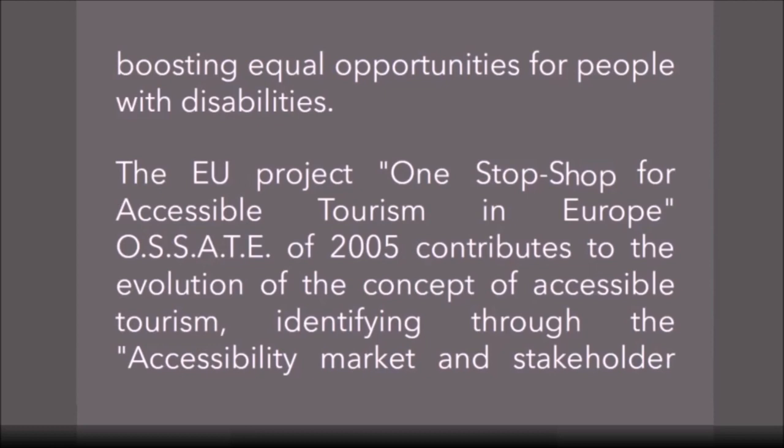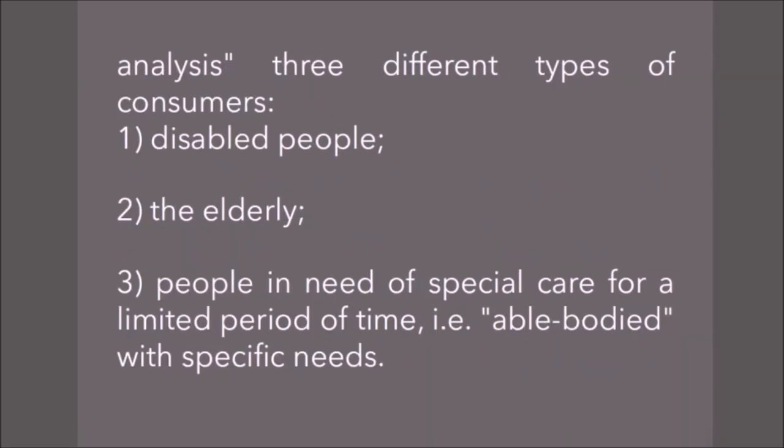The EU project One Stop Shop for Accessible Tourism in Europe, OSSATE, of 2005 contributes to the evolution of the concept of accessible tourism, identifying through the accessibility market and stakeholder analysis, three different types of consumers: disabled people, the elderly, people in need of special care for a limited period of time, i.e. able-bodied with specific needs.